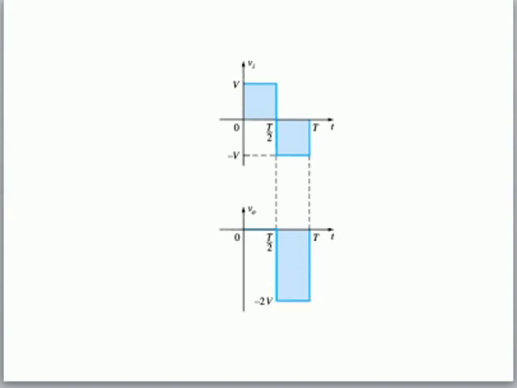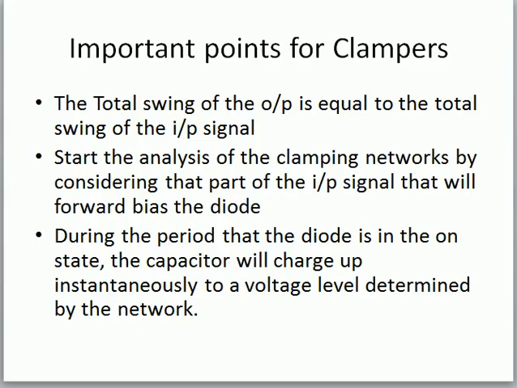So I have mentioned some important points here, and we will discuss these points. The first one is that the total swing of the output is equal to the total swing of the input signal. That is, the peak to peak value of the input side and the peak to peak value of the output side are always equal to each other.